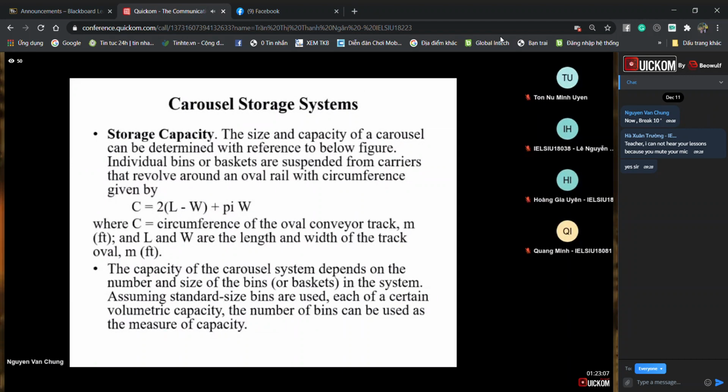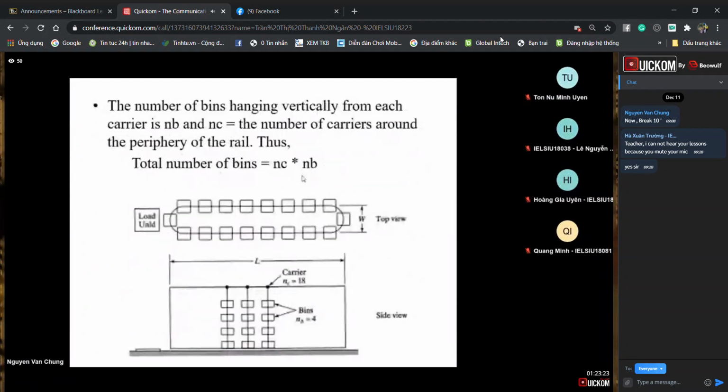Now, the next section is talking about the carousel storage system. You remember the structure of the carousel storage. Like I said, this is horizontal. Now this is the top view, and then you have the bin. And then you have the conveyor. This is the top view.